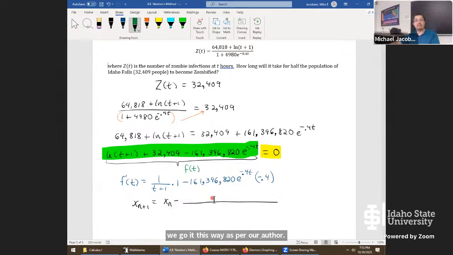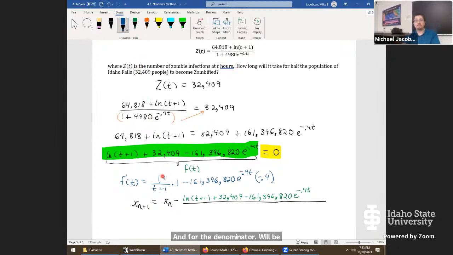In this fraction, we're putting in f of x, which is this function here in green, so natural log t plus 1 plus 32,409 minus 161,396,820 times e to the power negative 0.4t. So that fills in our numerator. And for the denominator, it'll be this quantity. I'm going to write the fraction sideways. It'll look more similar to what's going in the calculator.